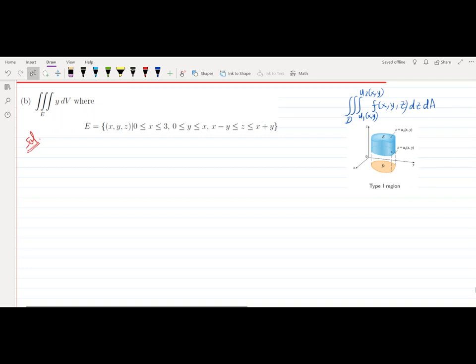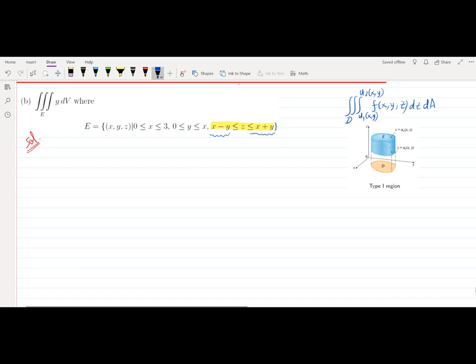Now problem 6 part B, evaluate the triple integral of y dV, where the surface E is the set of points in the form x, y, and z, such that x changes from 0 to 3, y changes from 0 to x, and z changes from x minus y to x plus y. If you take a look at this region, you will find that the z value has its limits in terms of x and y.